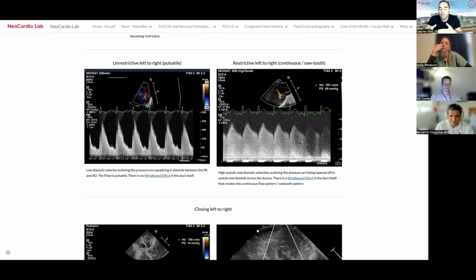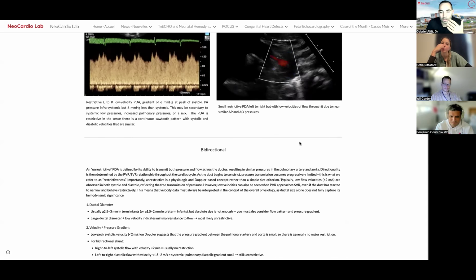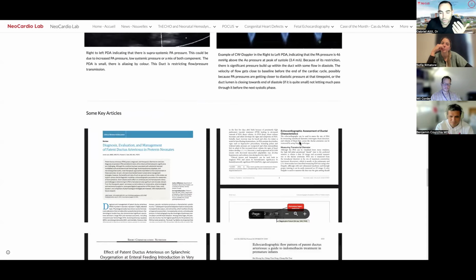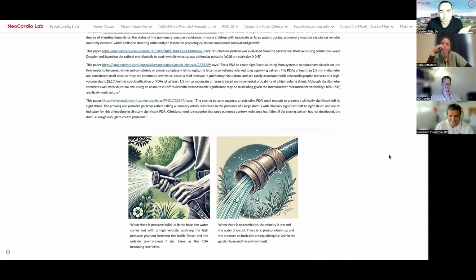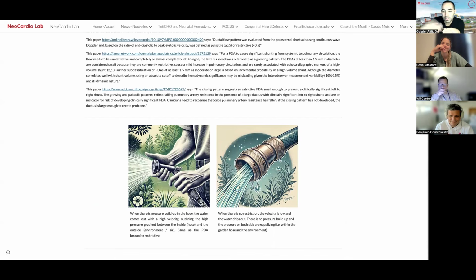Because upstream pressure is building up. So it's the concept of a water hose. Where's my water hose? Somewhere here. If it's open freely, you're just emptying. But if you start pinching the tip, you build up pressure and then velocities are going to be very high.